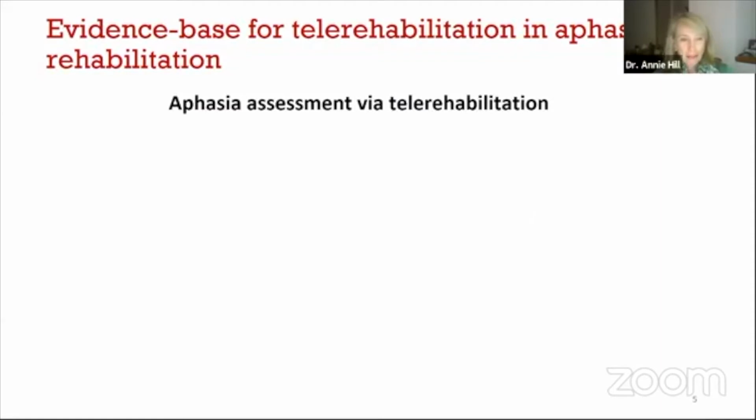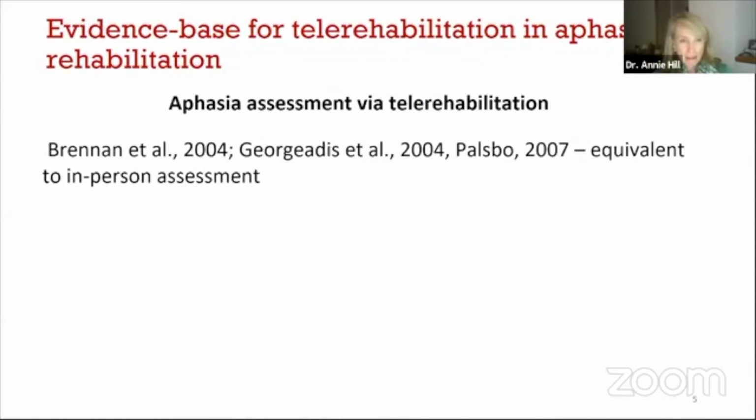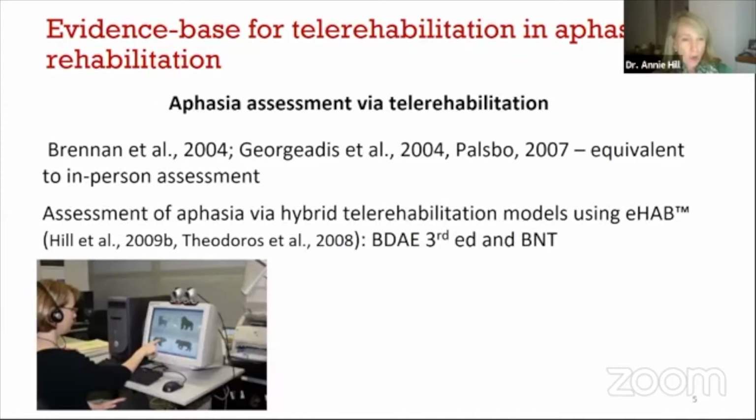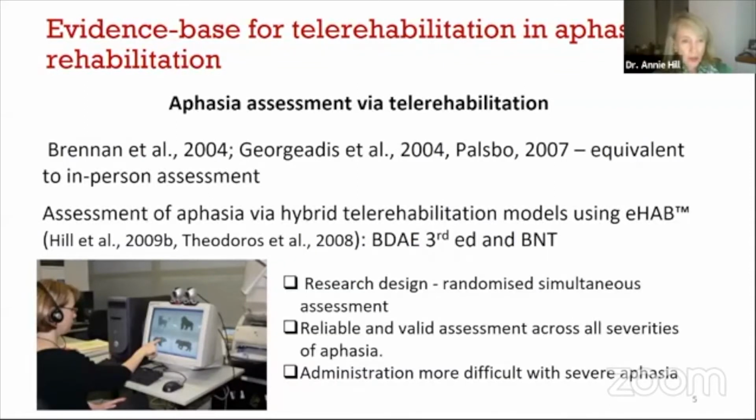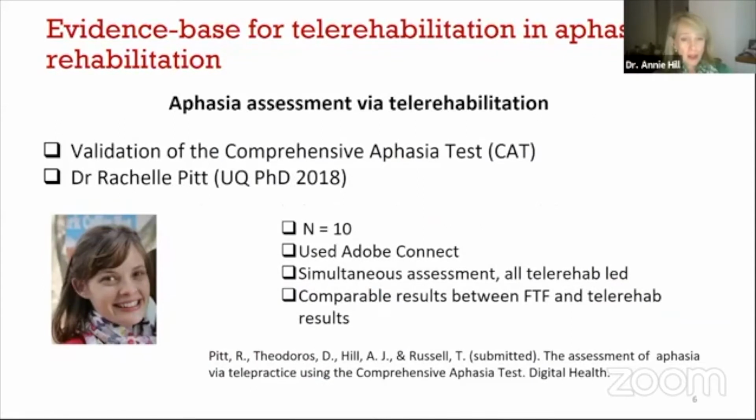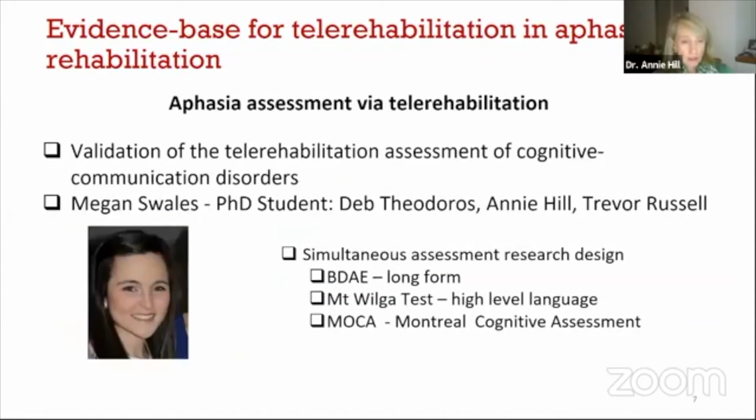So in terms of aphasia assessment via tele-rehabilitation, we started this work in the early 2000s. We have been able to validate a number of formal tests over the years, including some high-level language tests.